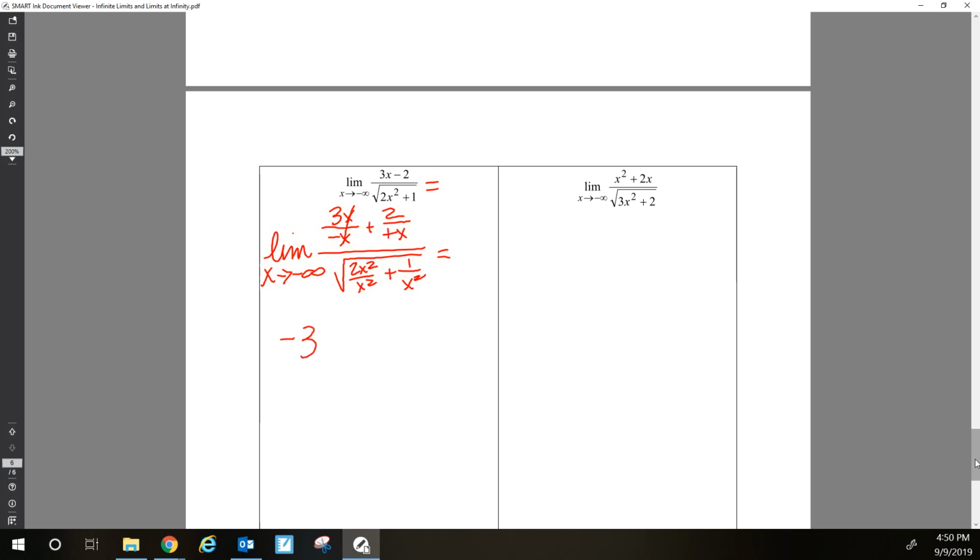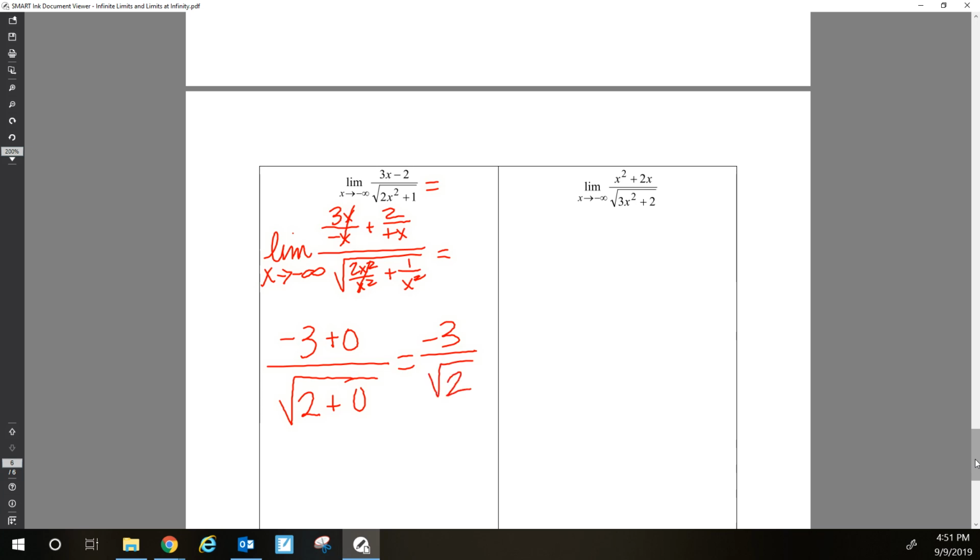This guy would go to positive 2 over negative infinity, which is going to go to 0. On the bottom, I've got the square root of 2, because the x's cancel. And then 1 over x squared is going to go to, whoops, not 1 over 0, Miss Harris, it's going to go to 0. So this guy's going to go to negative 3 over the square root of 2.